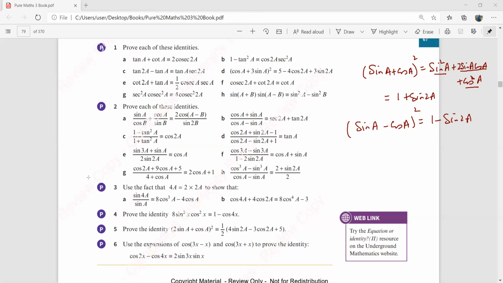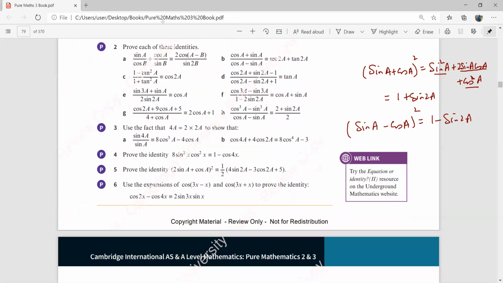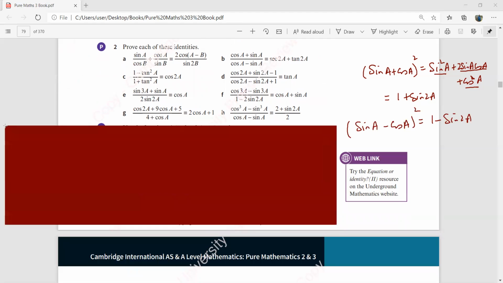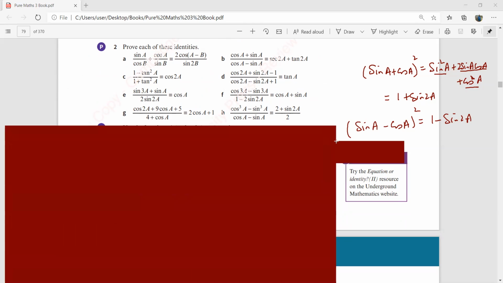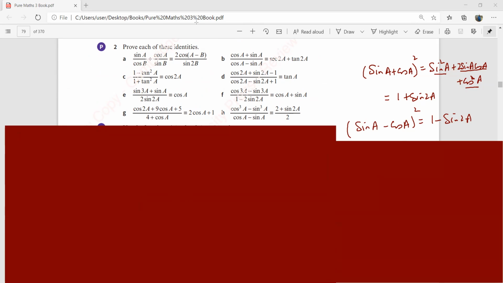Let me do that for you. 2B. Let me slide this a bit up here. Okay, and then we do this 2B. Look at this 2B. You have (cos A + sin A) over (cos A − sin A). I'm not writing this right-hand side for a moment.